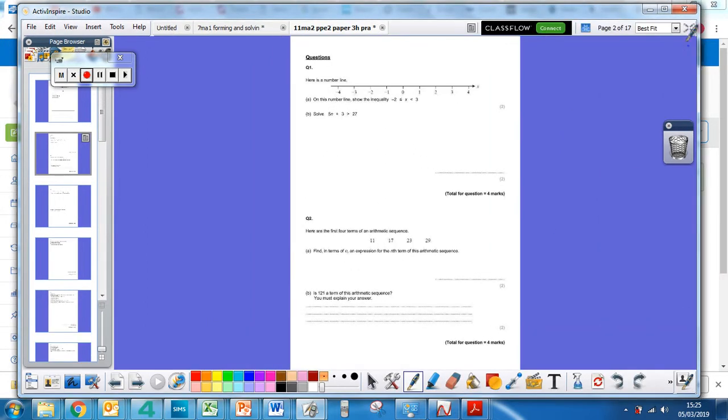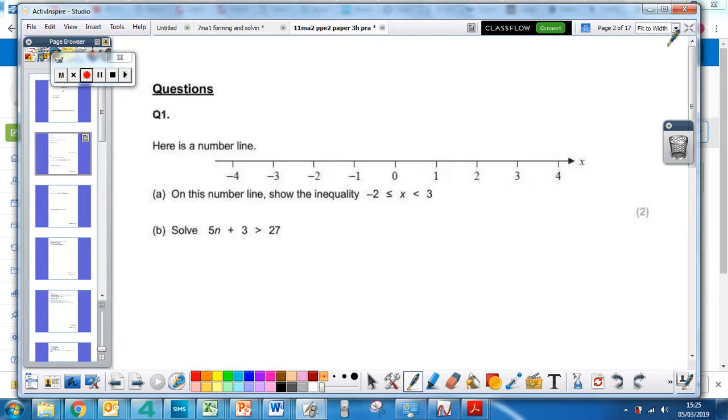with number lines. So, what the first question asks us to do is ask us to show on the number line -2 less than or equal to x less than 3. Now look, from the point of view of x, this means that it is greater than or equal to -2. So it starts at -2. It goes up to, but not including 3.